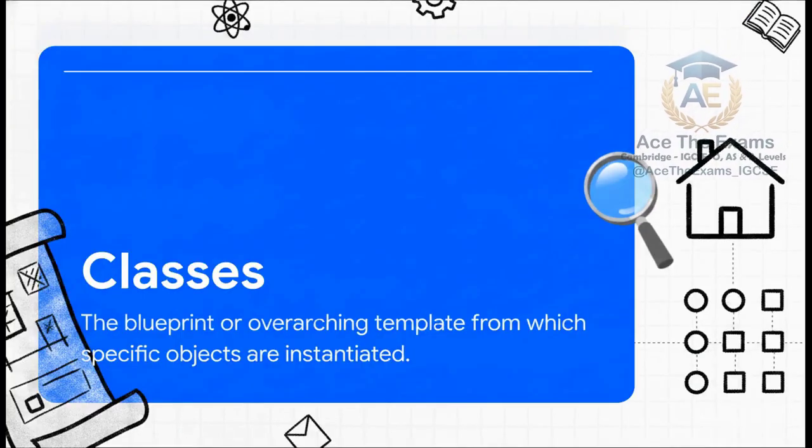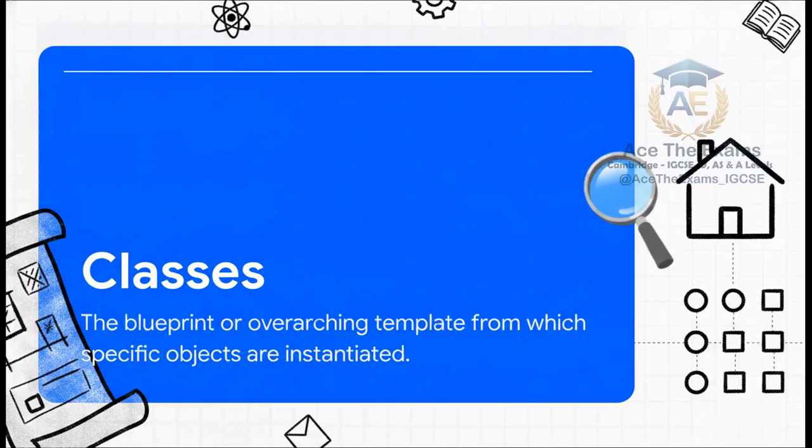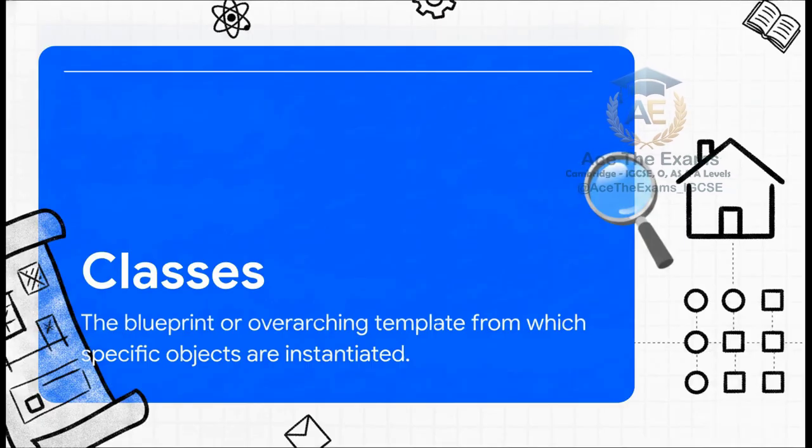Finally, to cleanly complete our theoretical architecture, we have classes. A class is the blueprint or overarching template from which specific objects are instantiated. The class is the abstract, conceptual design. The object is the concrete, functional reality.